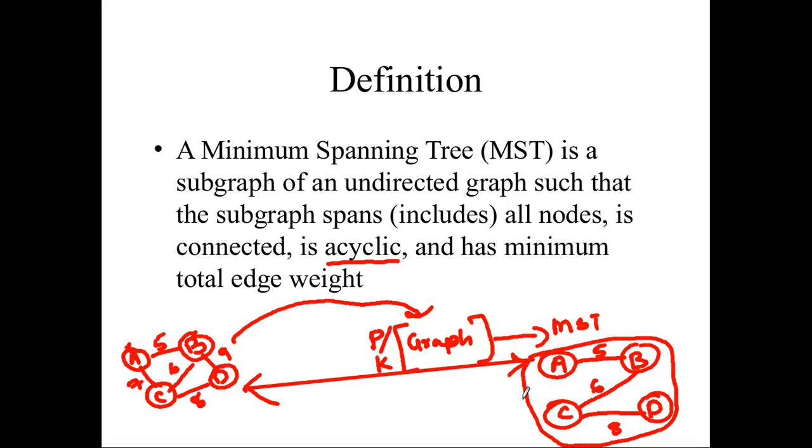This is a subgraph of this graph, and all nodes are connected. So these are the features of a minimum spanning tree. Why we require it is explained in another video, Motivation for MST. Now let us look at Prim's and Kruskal's algorithms: how we use them to obtain this minimum spanning tree, where all the nodes are connected, it is acyclic, and all the nodes are connected using minimum edges.